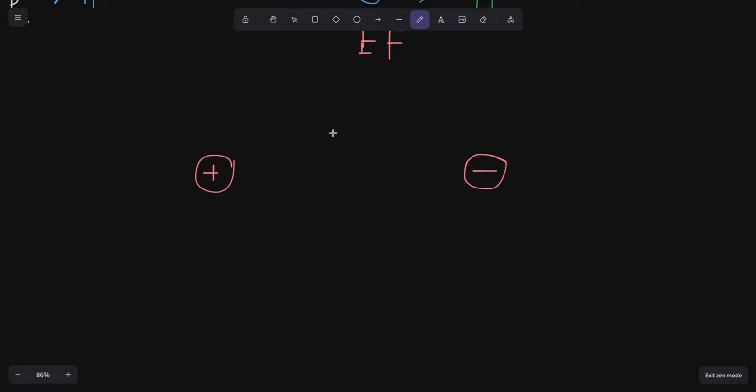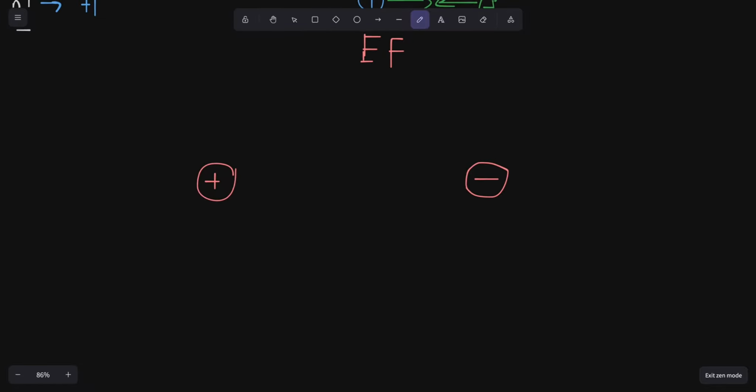Well, electric field, what you have to ask yourself is, if I place a positive charge anywhere around here, what's going to happen? Let's say if I place a positive charge here. Well, positive repels positive, and positive is attracted to negative. So this positive charge is going to try and go towards the negatively charged thing while going away from the positive one. If I place a positive charge here, it's going to go towards the negative one, right?